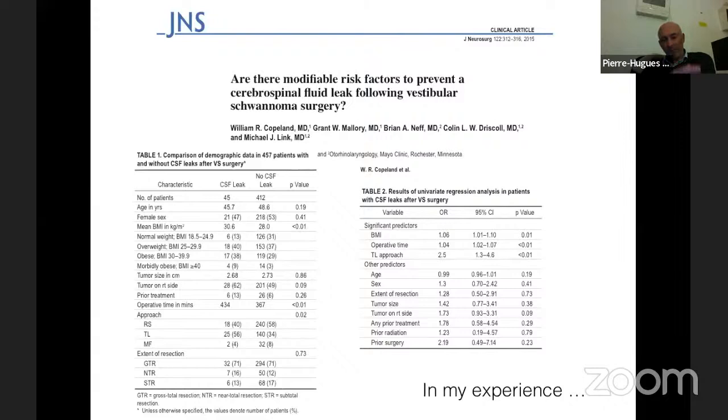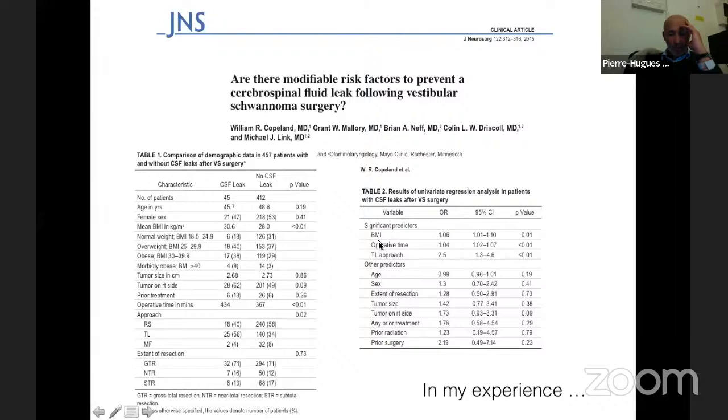Again, they could show that the increase of the operative time increased the risk of the fistula, and they showed that the translab approach, which is not exactly the purpose of our talks, was positively associated with an increased rate of CSF fistula. I used to operate a lot of patients with the translab. I do not do anymore because it's a demanding approach. But in my old experience of this approach, we used such a huge amount of fat that I did not have the feeling that we had more fistula than with the retrosig approach. So BMI is probably an interesting point to consider.